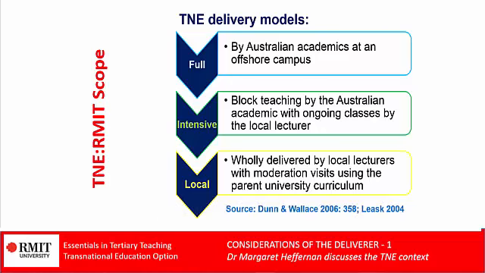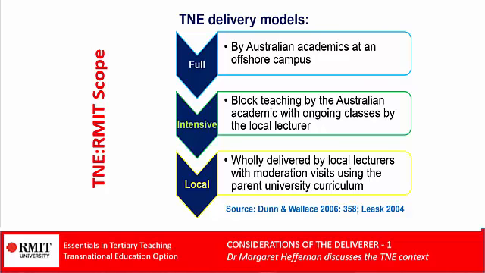So we have three different delivery models: full, intensive and local delivery. And as you will read, full delivery is by Australian academics at an offshore campus. We also have block teaching by the Australian academic with ongoing classes by the local lecturer, and that's the intensive delivery model, and that's very typical of our Singapore offering. And then with local delivery, that's wholly delivered by local lecturers with moderation visits using the parent university curriculum, and that's very typical of our Vietnam delivery model.